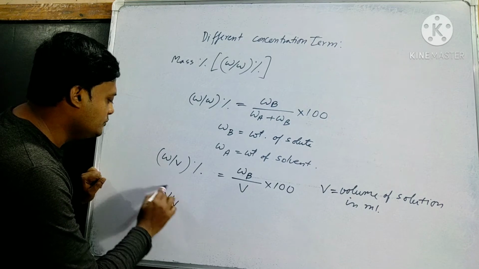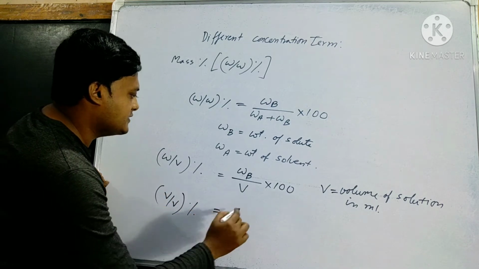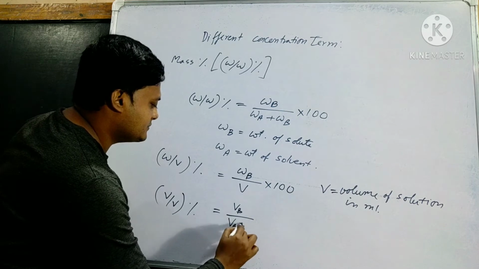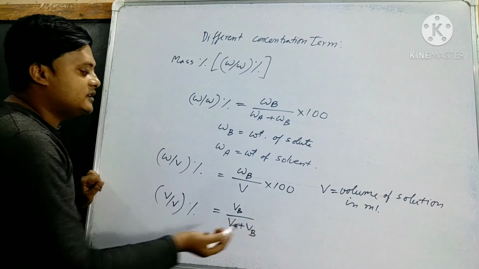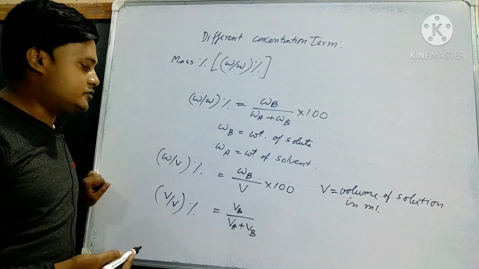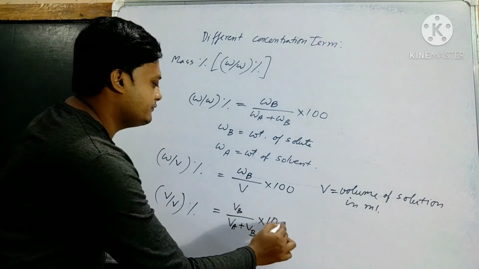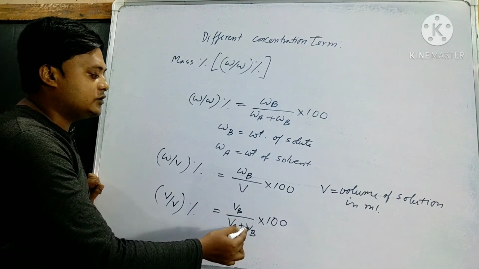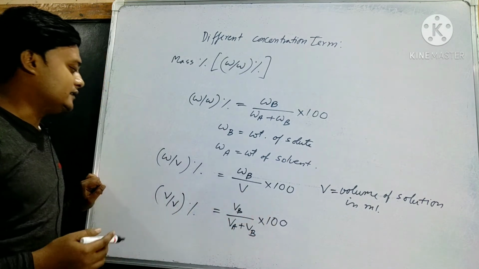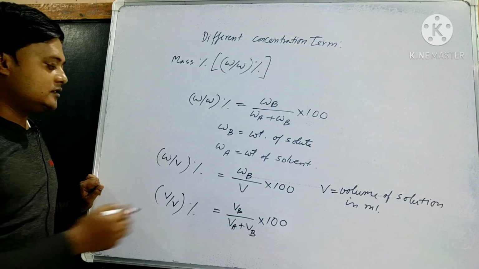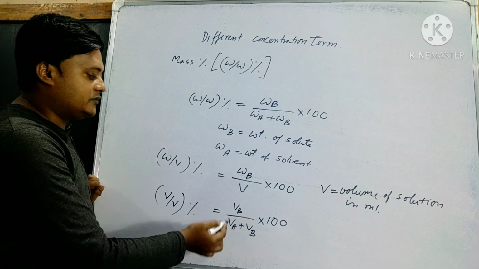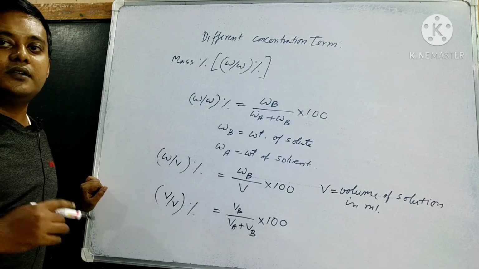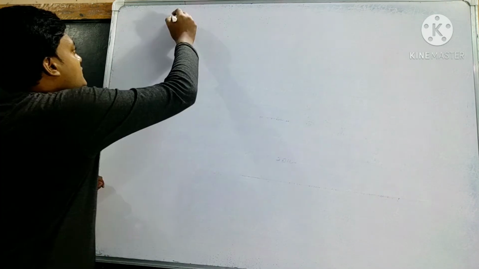Next, volume by volume percentage. That means VB by VA plus VB, where VA plus VB means the total volume of the solution, into 100. Volume of solute by volume of solution into 100. That is volume percentage. Try to remember all these expressions.